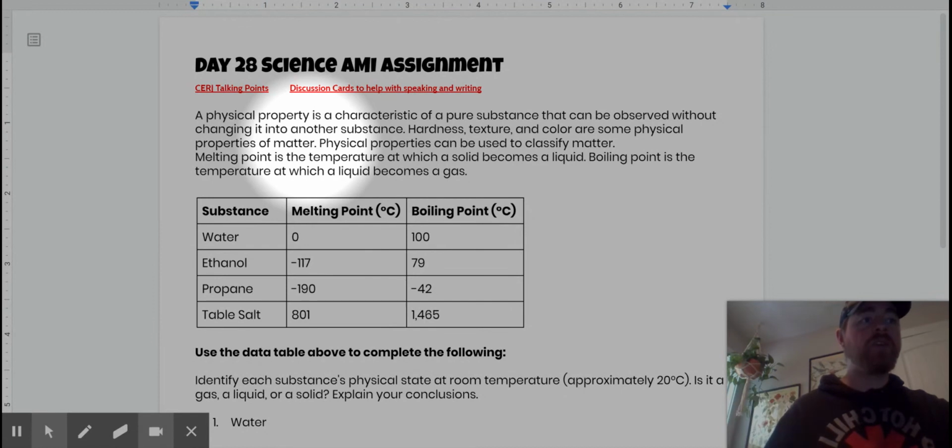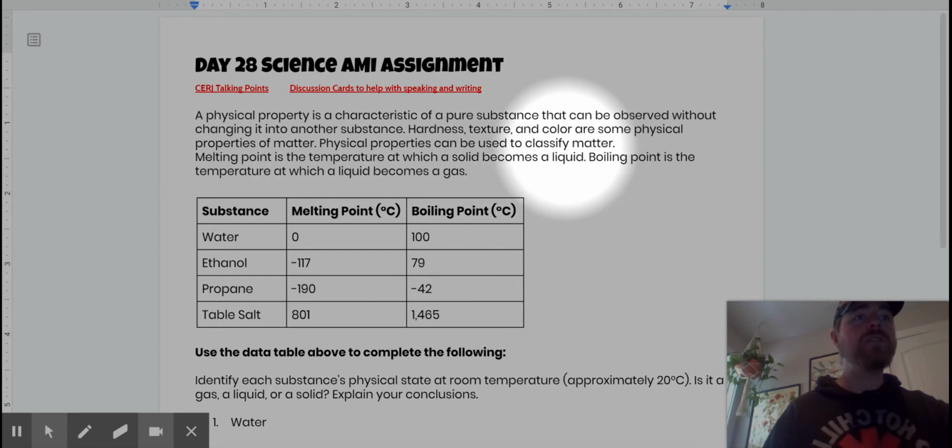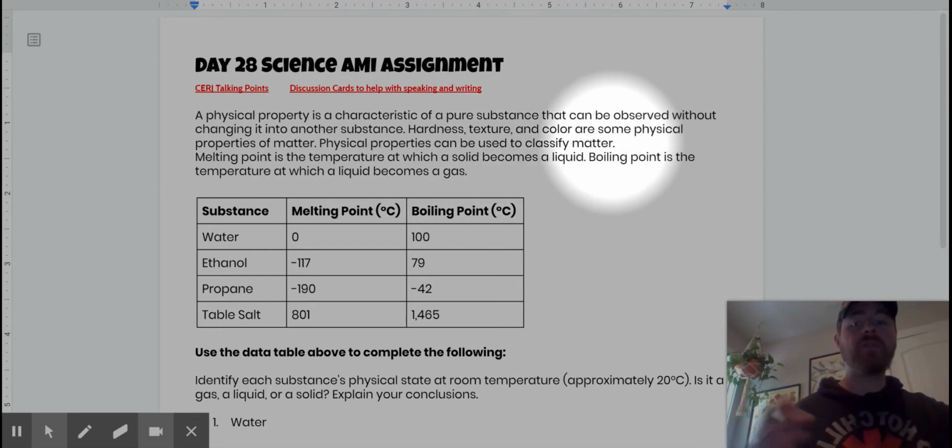So we can observe something's color, we can observe how hard it is or how it feels, its texture, without changing it into something else. Those are things we call physical properties. Physical properties can be used to classify matter. We can put different types of materials, different types of matter into different categories based on their physical properties. If they are hard or soft, if they're magnetic, not magnetic.